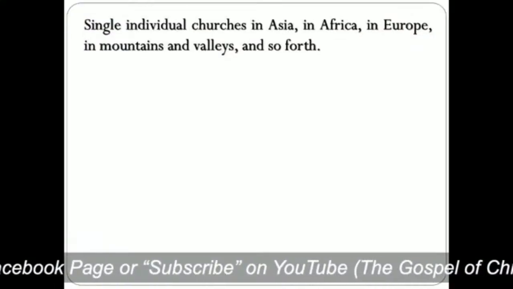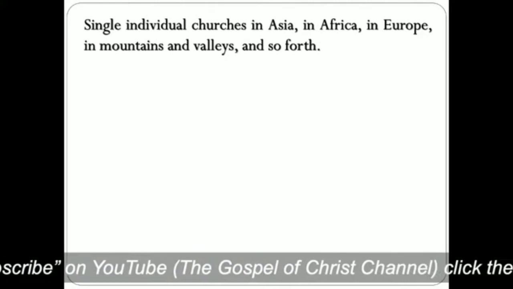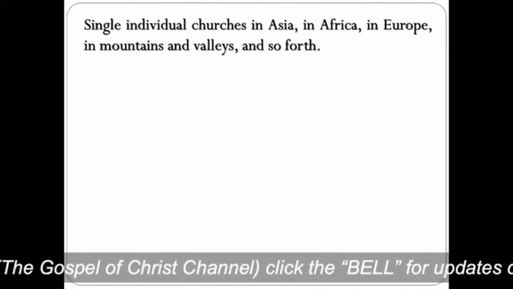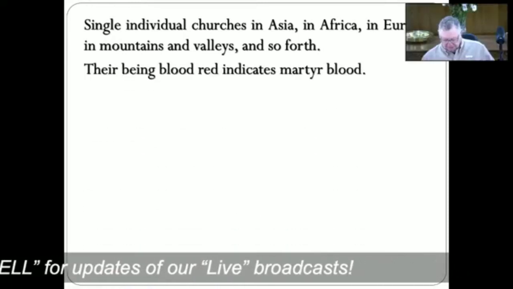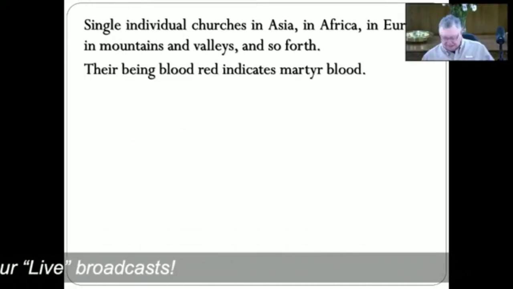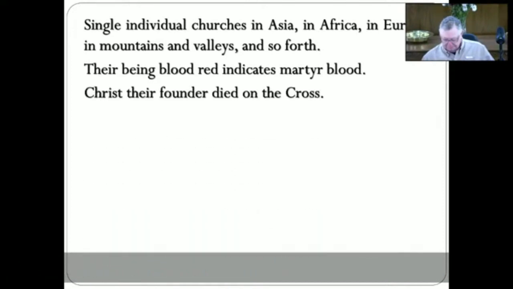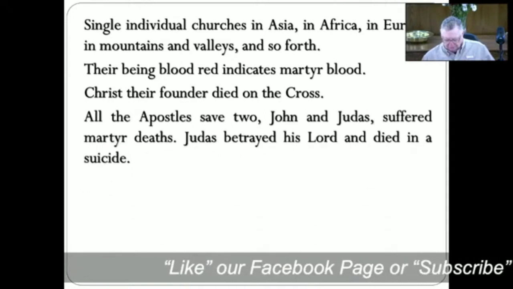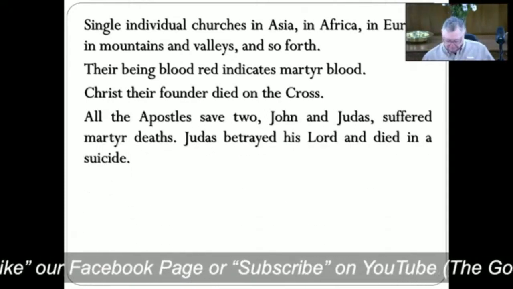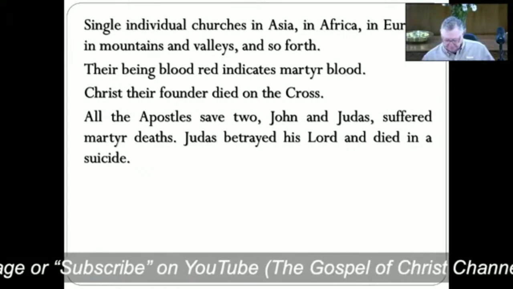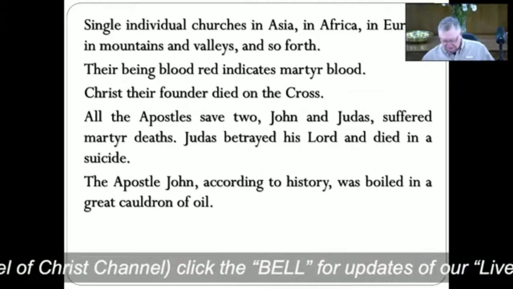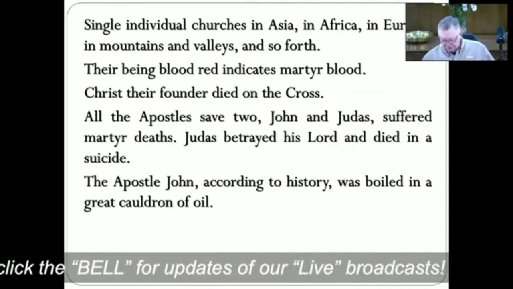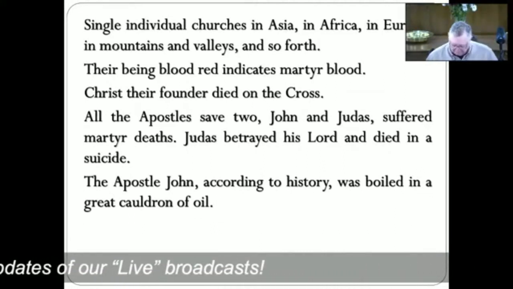Single individual churches in Asia, in Africa, in Europe, in mountains and valleys and so forth. Their being blood red indicates martyr blood. Christ, their founder, died on the cross. All the apostles, save two, John and Judas, suffered martyr deaths. Judas betrayed his Lord and died in a suicide.